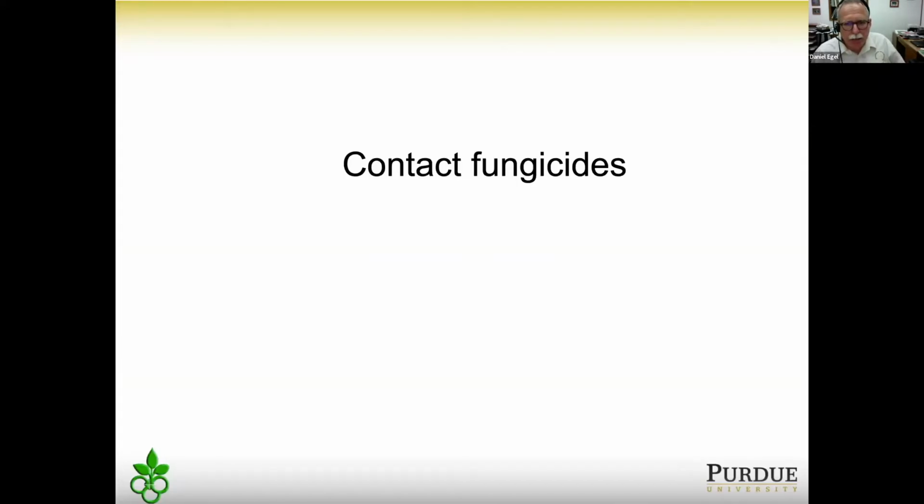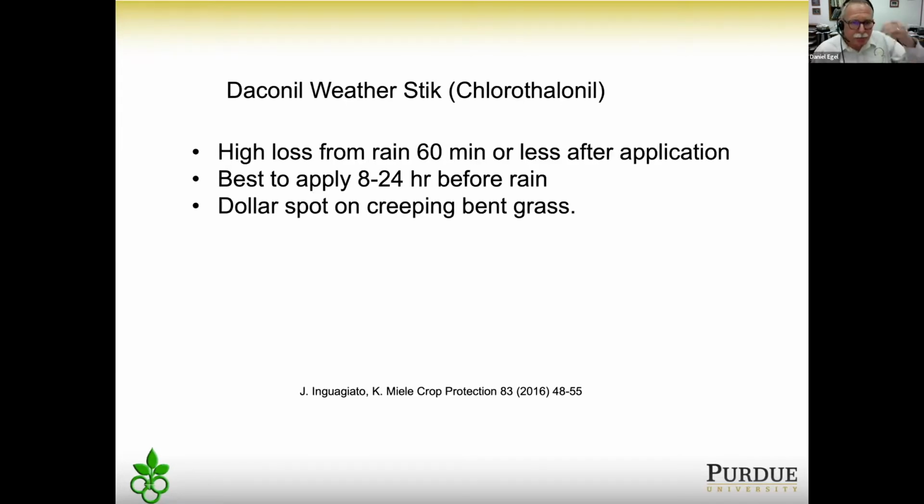First, we'll talk about contact fungicides. The first product we'll talk about is a chlorothalonil product, Daconil Weather Stik. This group found high loss from rain 60 minutes or less after application, and they concluded that it was best to apply this product 8 to 24 hours before a rain, and they were working with dollar spot on creeping bentgrass. We'll come back to that time period because I think for many contact products, that 8 to 24 hour interval sounds like it makes a lot of sense.